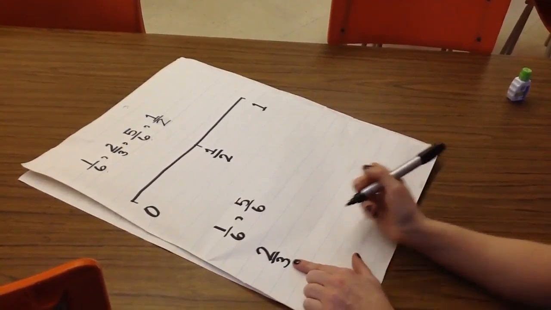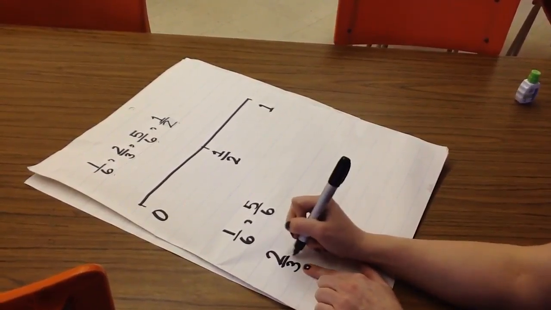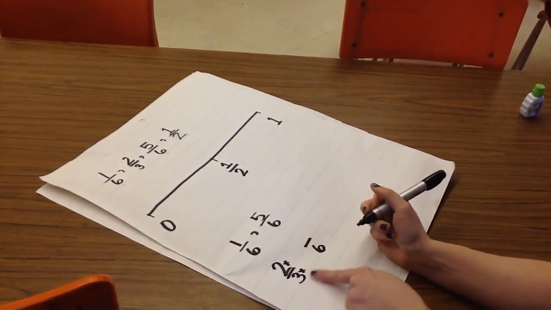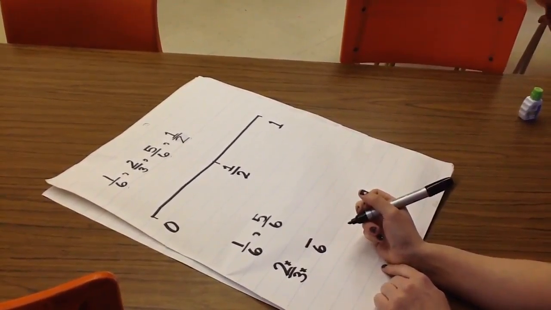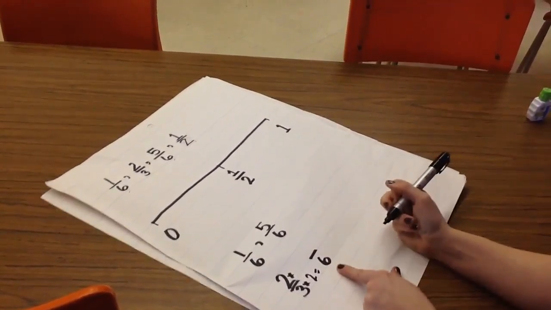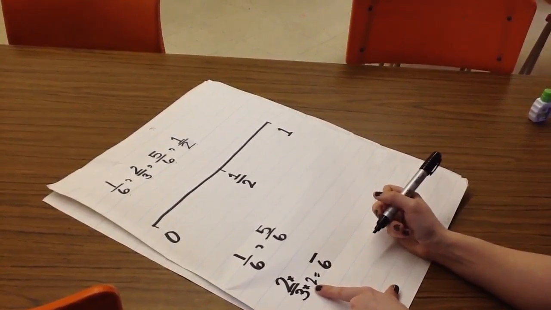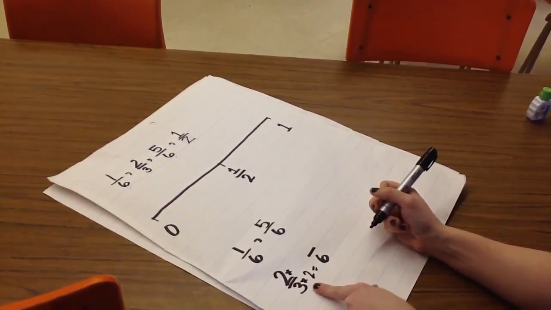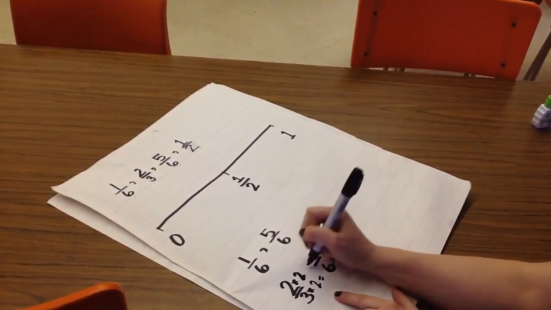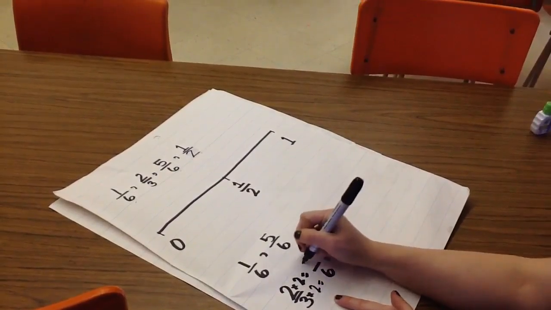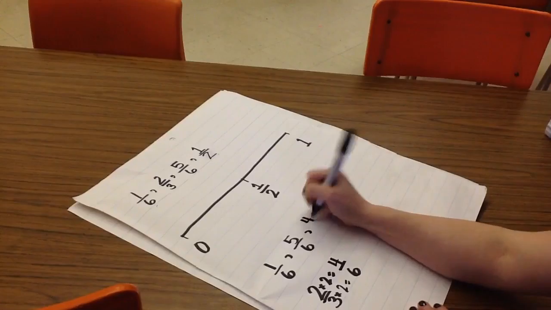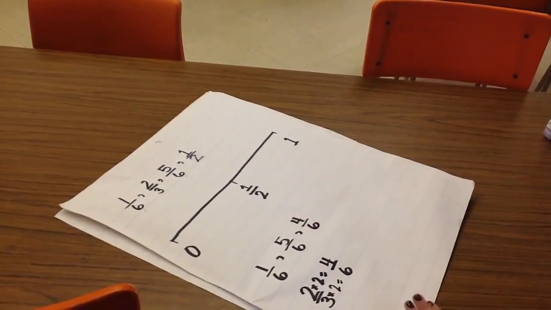I know that I have to multiply my 3 by something in order to get 6. I know that 3 times 2 equals 6. Whatever I do to the bottom, I must also do to the top. If you times the denominator by 2, you have to times the numerator by 2. So 2 times 2 is 4. So my next fraction is 4/6.